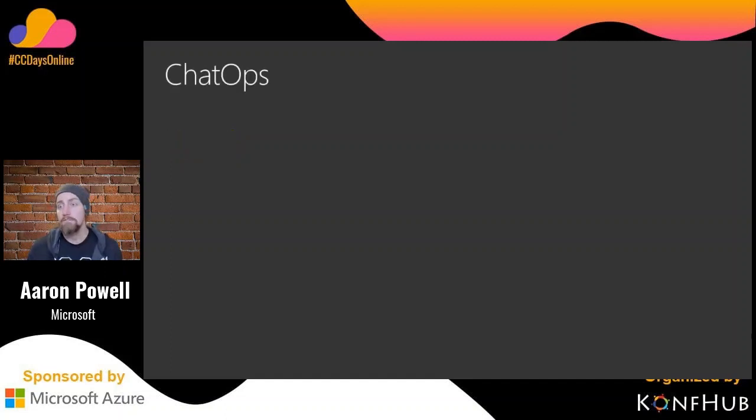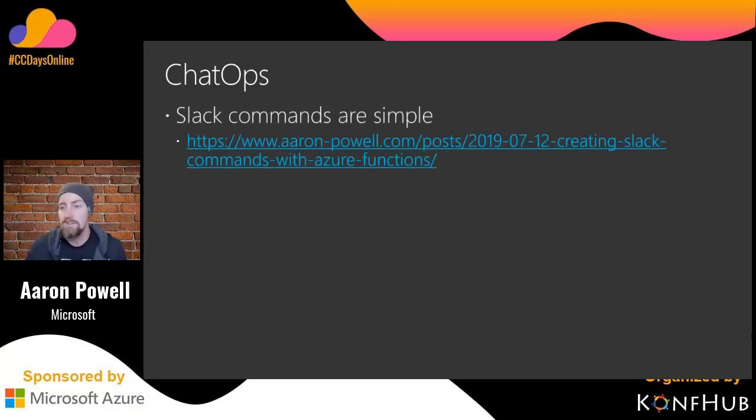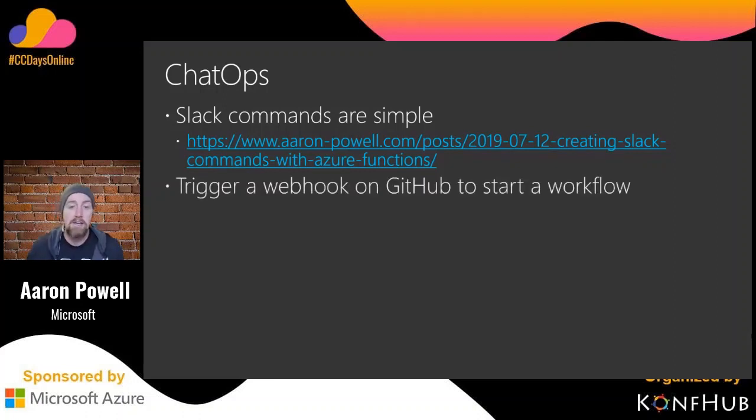And something that fits that model nicely is ChatOps. So writing custom Slack commands, like if you're using Slack or whatever your chat platform is of choice internally at your company, it's really easy to write some kind of command extension. This is an article that I wrote on how to do Slack commands on Azure Functions. And then you could have this as a command that triggers a webhook on GitHub to kick off a workflow.